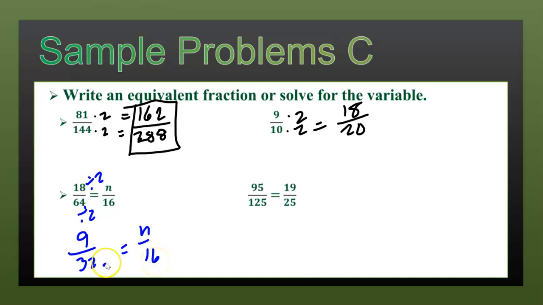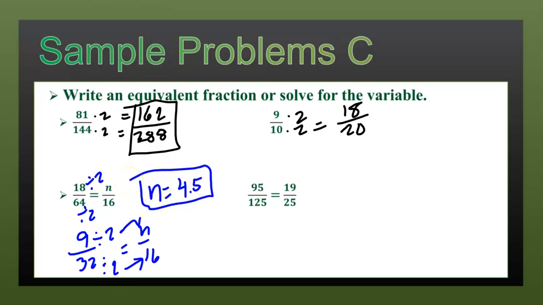So now, if I divide this by 2, it gives me 16. And then 9 divided by 2 is going to give me n. That means n would have to be 4.5.